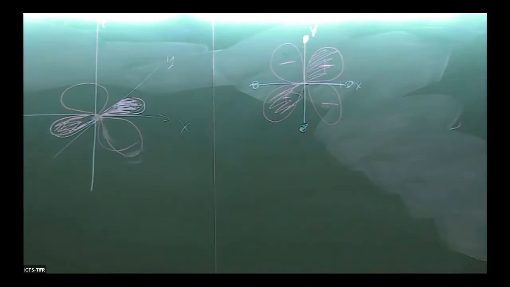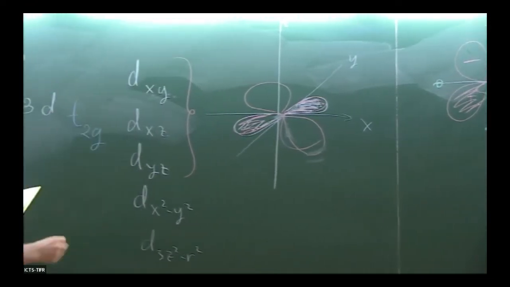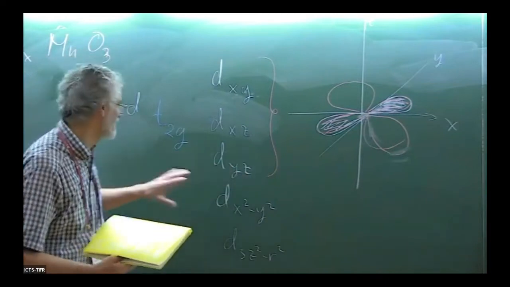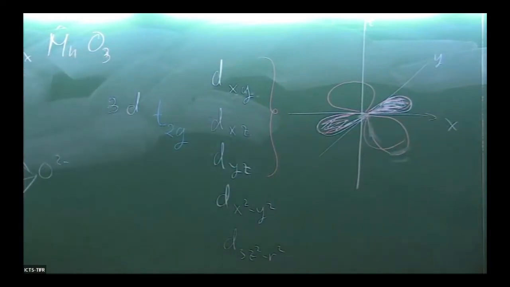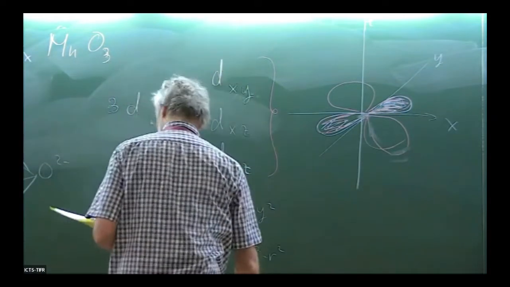So these three orbitals are the so-called T2G orbitals. They form a three-dimensional irreducible representation of these manganese d orbitals in the crystal field of the surrounding oxygen ions. So these are the crystal field split orbitals.